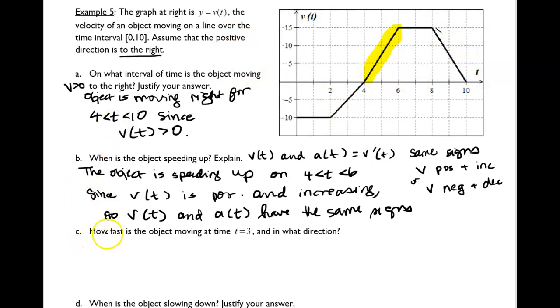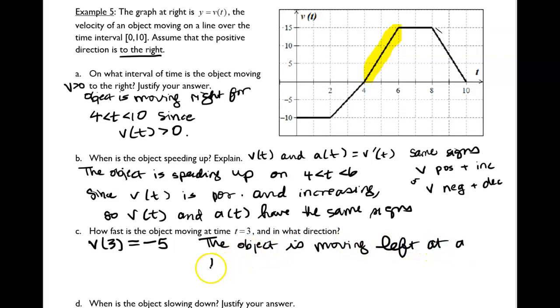C asks, how fast is the object moving at time t equals 3 and in what direction? So v of 3, that's really what it's asking for. If I check the y value here, it's -5. Pay attention that's -5 and not -1. And so then I can say the object is moving left at a rate of 5 units per time. Usually that could be like meters per second or something like that.